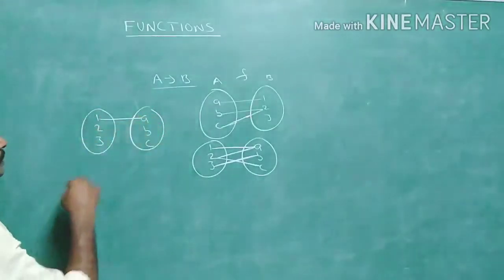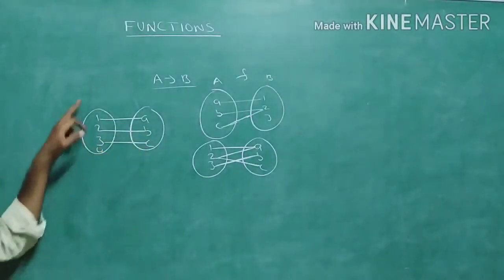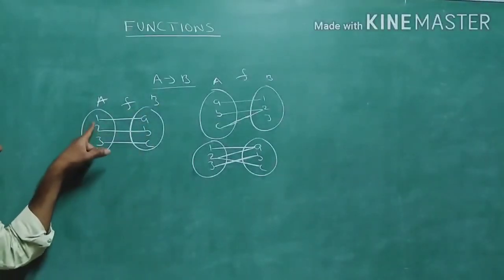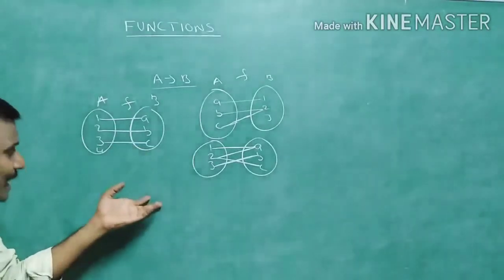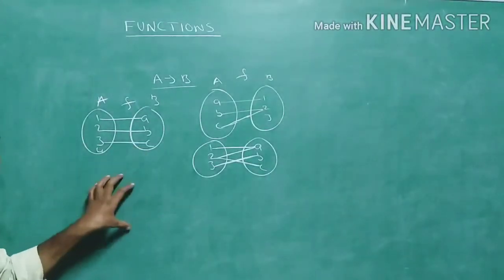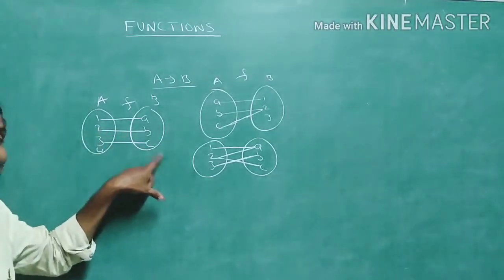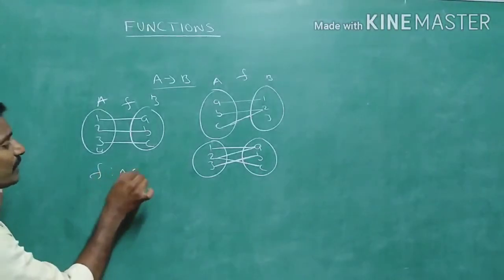One is mapped to a, 2 is mapped to b, 3 is mapped to c. Here, is f from A to B a function? 1 has a, 2 has b, 3 has c, but 4 has no image. So that's why it is not a function, because every element in set A must have a unique image. So f is not a function from A to B.